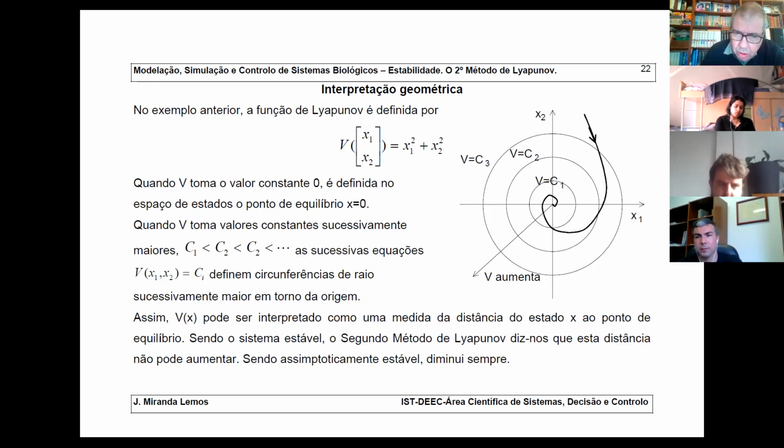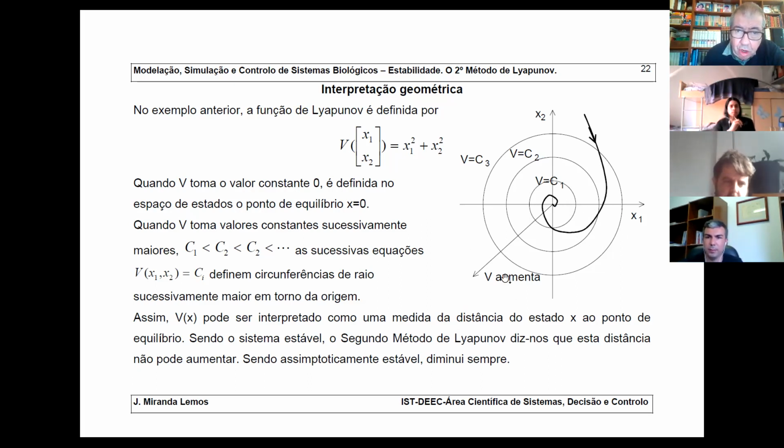We're not going to make the proof, but intuitively, you see that if V is always decreasing along the trajectories, you are always going to smaller values of V. That is to say, you are approaching the origin. If you have smaller or equal to 0, you may be kept sometimes at the same distance, then you go again, and so on. Okay.